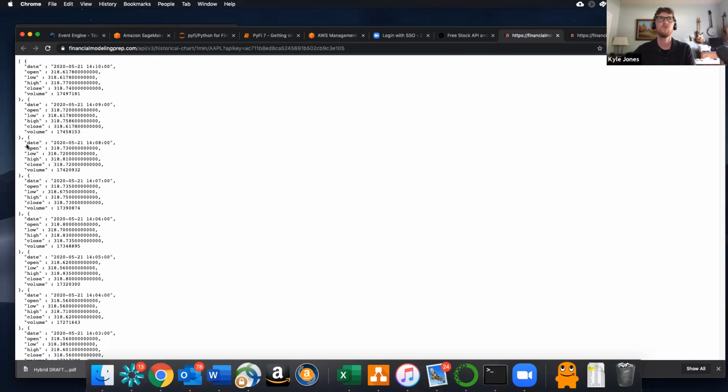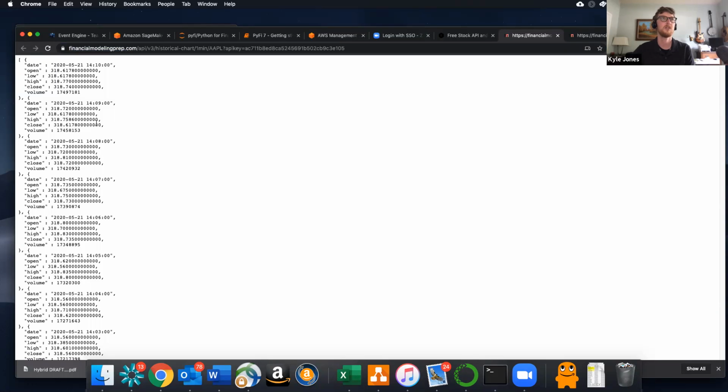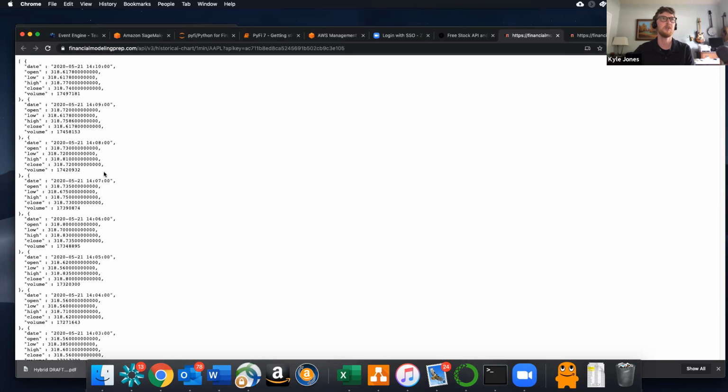So this website gives us a URL. See if I can just, this may or may not work for you depending on how many. So if you click on that, see if you can get the same website with all of these values. These are minute by minute values of the Apple stock.